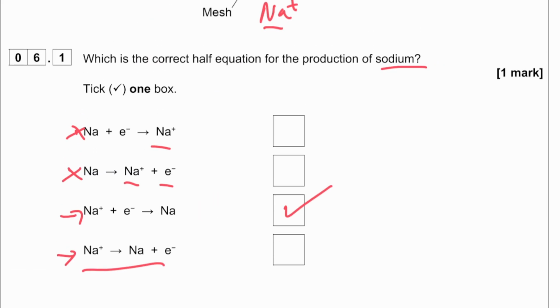This one doesn't quite work because the positive sodium ion just seems to produce a sodium atom and an electron, which doesn't really make sense. This one is where you actually gain the electron.